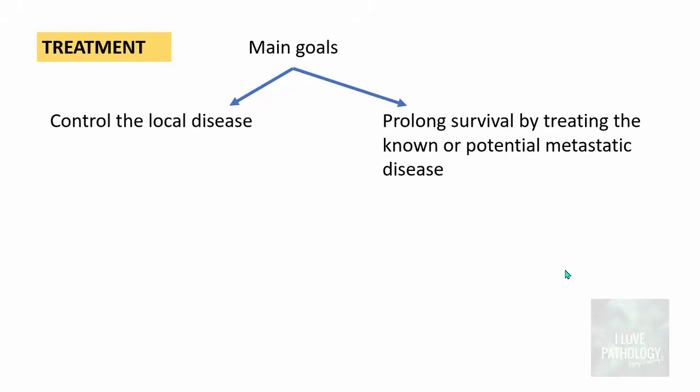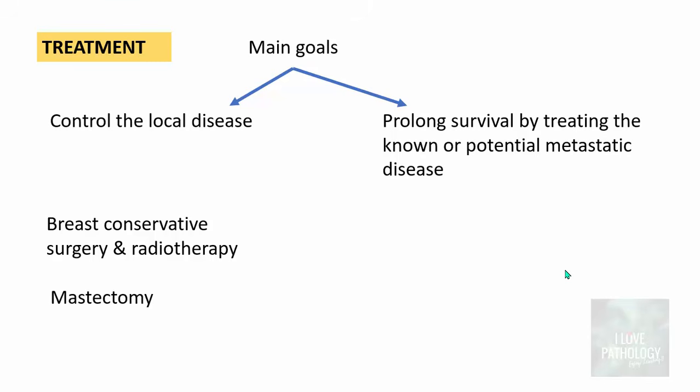Now, how do you treat breast carcinoma? The main goals of treating breast carcinoma are two. One is to control the local disease, and two, to prolong the survival by treating the known or potential metastatic disease. Now, how do you control the local disease? If possible, in a good setup, the patient can be considered for breast conservative surgery and radiotherapy. However, most often the patients undergo mastectomies. That's how you control the local disease.